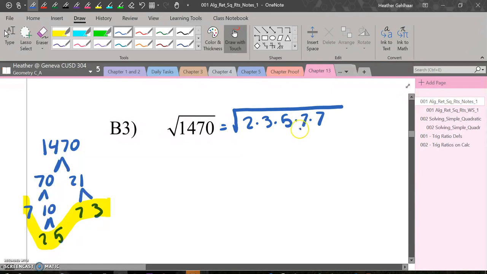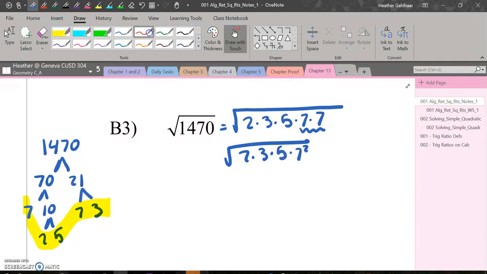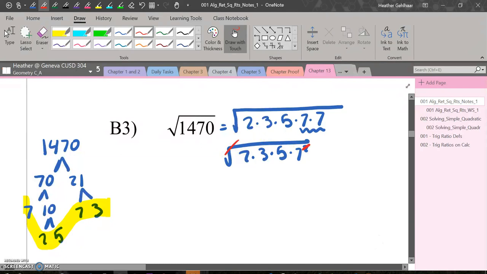Now we have to write our pairs together. So we have 2 times 3 times 5 and then times 7 squared. With this squared, we know that it's going to undo that square root. So we'll have 7 times the square root of 2 times 3 times 5. Okay, so we'll have 7 times the square root of 30.